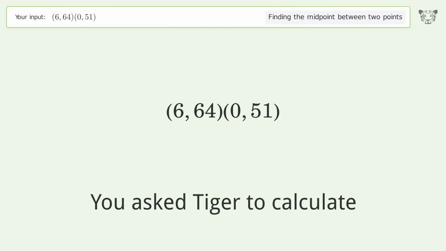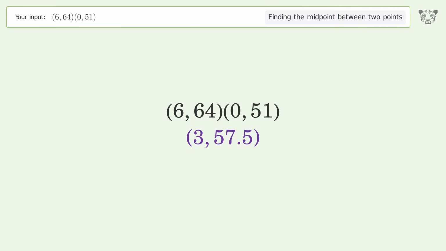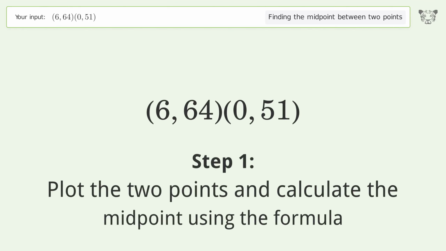You ask Tiger to calculate. This deals with finding the midpoint between 2 points. The midpoint between the 2 points is 357.5. Let's solve it step by step. Plot the 2 points and calculate the midpoint using the formula.